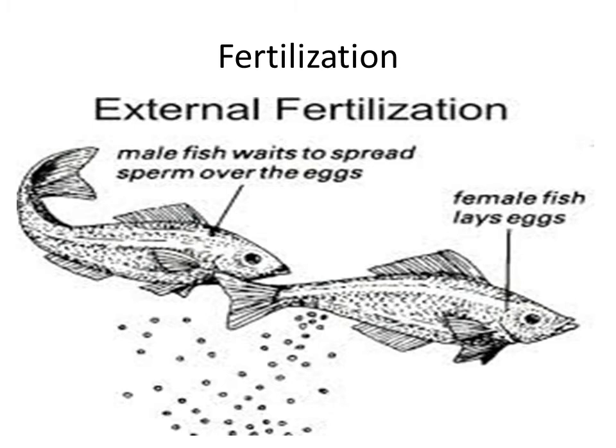In external fertilization, there is a risk of loss of gametes due to environmental hazards such as predators. External fertilization occurs in many invertebrates and the first two groups of vertebrates, that are fishes and amphibians. So here you are watching the female fish lays eggs and the male fish waits to spread sperm over the eggs.